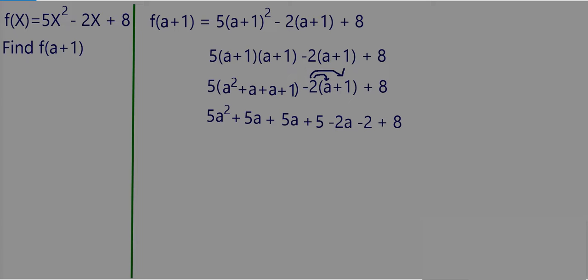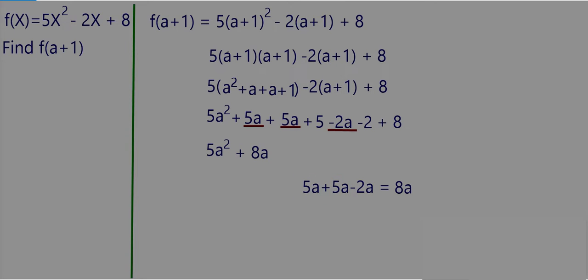The last step is to group all the like terms. 5a squared is the only unique term, so we just rewrite it below and move on to the others to find their like terms. 5a plus 5a are like terms, and also this minus 2a. 5a plus 5a gives 10a. Minus 2a gives 8a. So we then write a plus sign along with 8a.